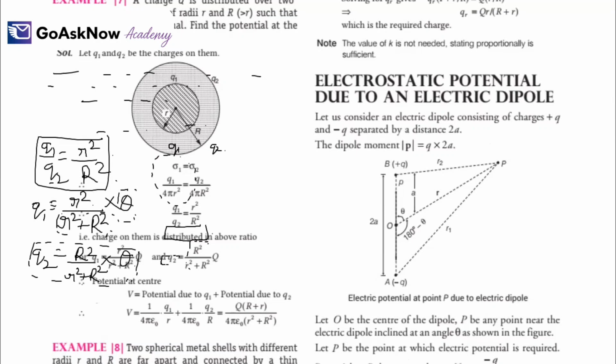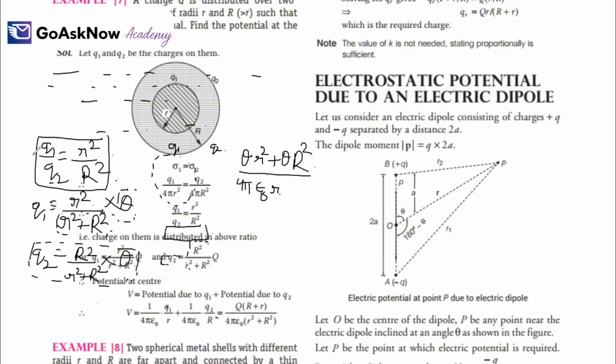Okay, so you will get what? If you now substitute the value of Q1 and Q2 here, that is equal to Q into small r square plus Q into capital R square upon, and in the denominator part, you will get 4 pi epsilon naught into small r. Okay. And small r and capital R are there. So I will separately do that.